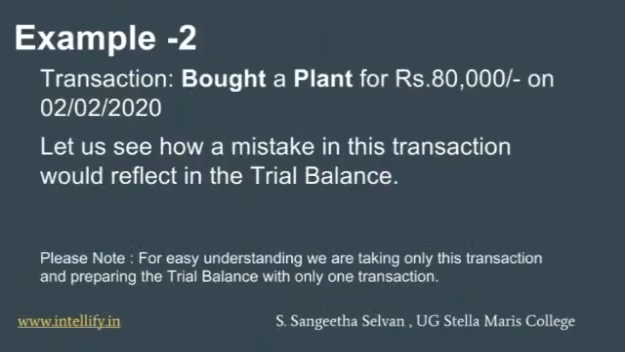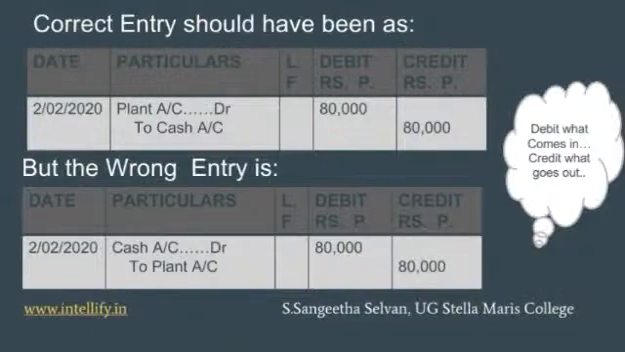Come, let us move to the second example. The second example is, we have bought a plant for ₹80,000. So this is like a purchase of an asset. So let us imagine a mistake in this transaction and see how it reflects in the trial balance. So the correct entry should have been plant account debtor to cash account by debiting and crediting 80,000 respectively. But what we have done is, we have just oppositely put it as cash account debtor to plant account.